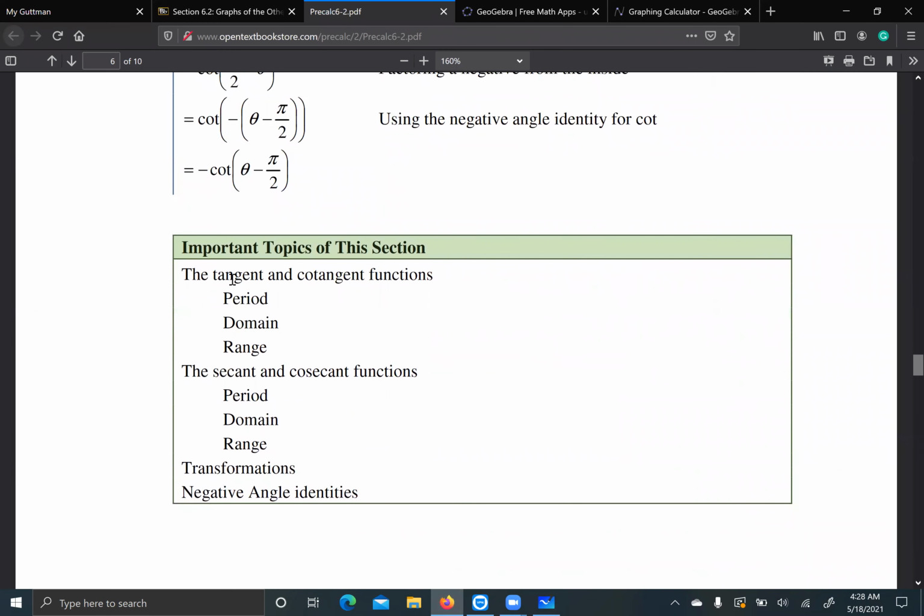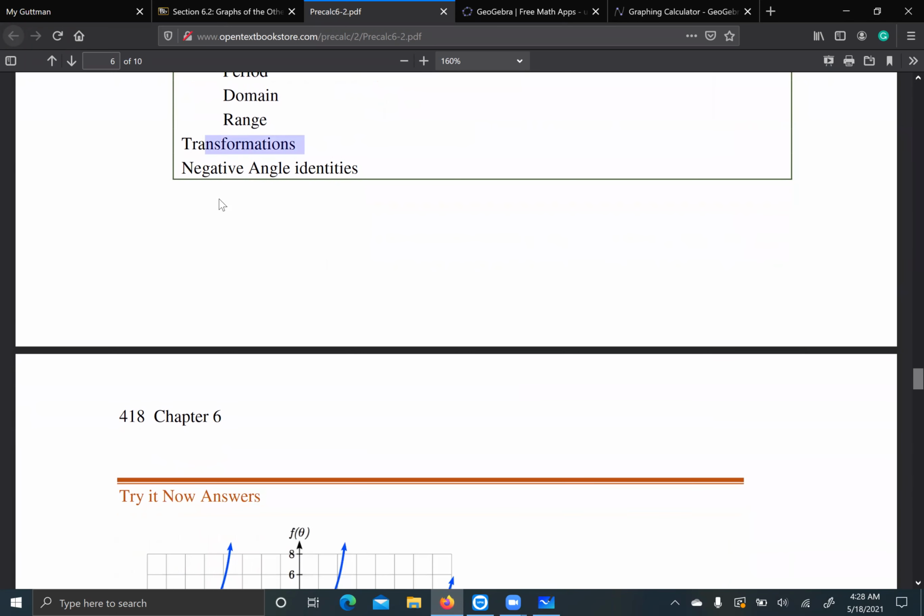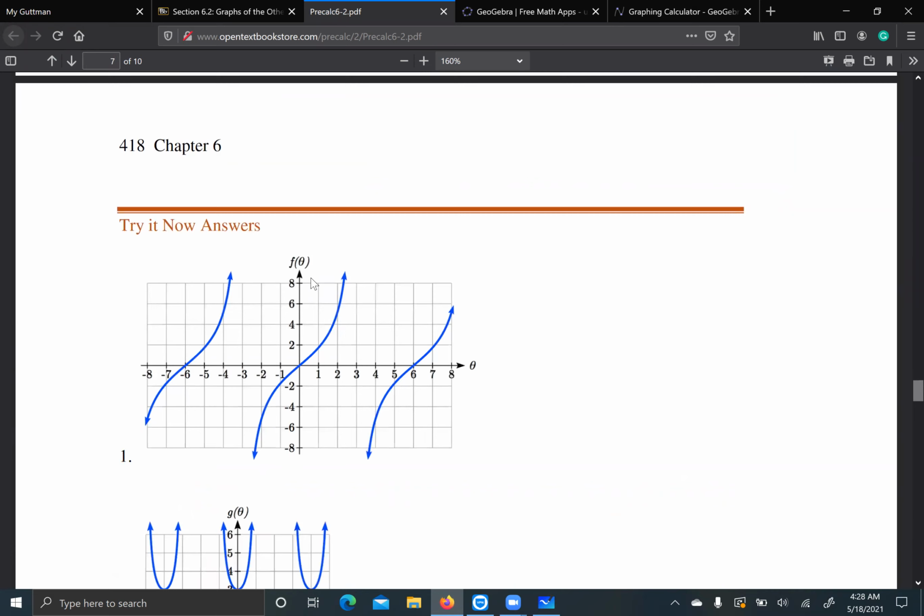So for now, as long as you know the graph of tangent and cotangent, the period, domain, and range, the same thing for secant and cosecant, and can understand the transformations and also know that negative identity, you should be good.